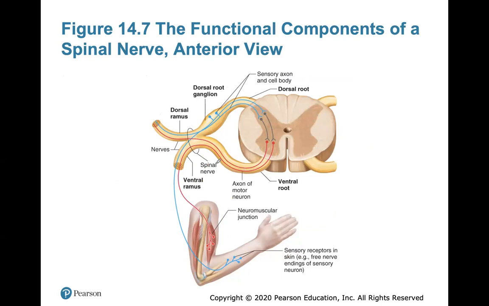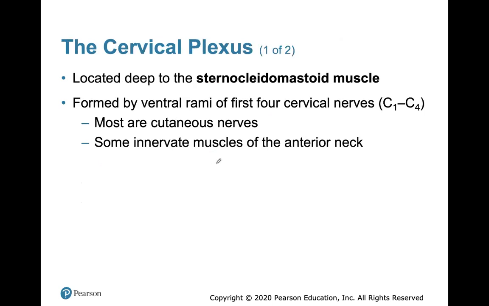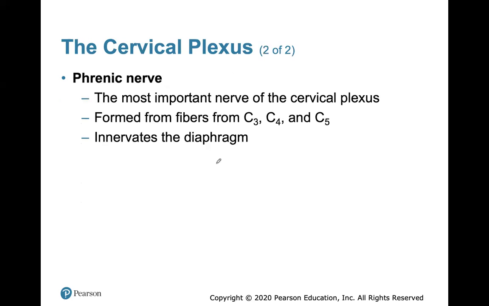A nerve plexus is a network of nerves, and there's 3 major nerve plexuses in the body. The cervical plexus is located deep to your SCM muscle. It's formed by ventral rami of the first 4 cervical nerves. Some innervate muscles of the anterior neck. The phrenic nerve is the most important because it will innervate your diaphragm, the most important muscle used for breathing.